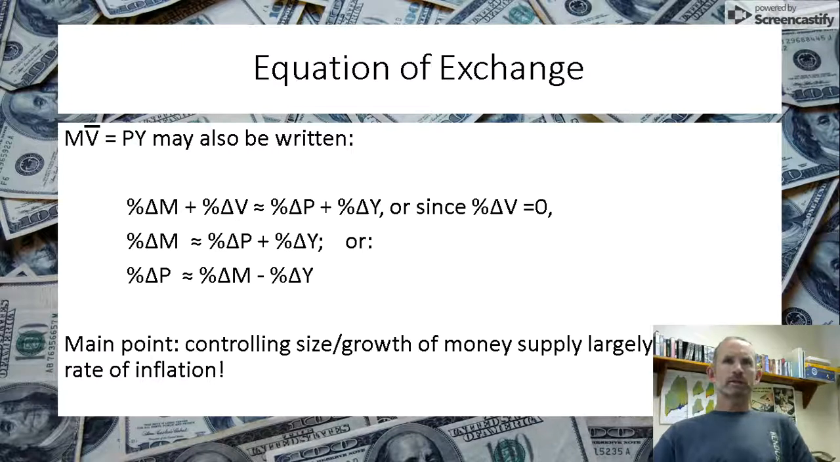Your book spends a lot of time on this. It kind of just makes the same point, but you can rewrite this equation several ways. Instead of being multiplication, they turn it into percent changes, and it's not exactly true. That's the reason for the little squiggly equal signs, but the percent change in M plus percent change in V equals percent change in P plus percent change in Y, roughly. And then it rewrites it a couple ways. But the bottom line, if you look at that bottom equation on the screen here, it makes that same point, that controlling the size and the growth of the money supply largely determines the rate of inflation.